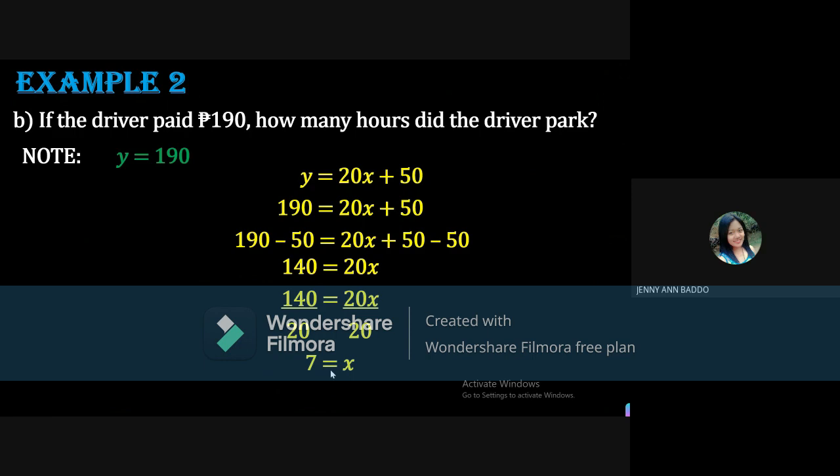So we have 140 divided by 20, that is 7. And 20 divided by 20 is 1. 1 times x is simply equal to x. Therefore, 7 is equal to x, or x equals 7. Now, since we were asked how many hours the driver parked, we have the unit hours. So, x equals 7 hours, which means the driver parked for 7 hours.